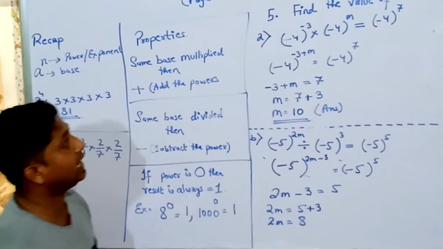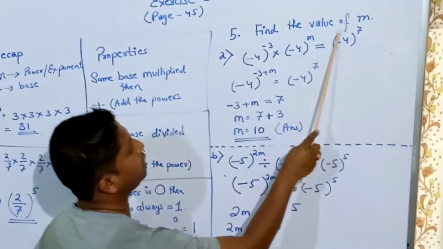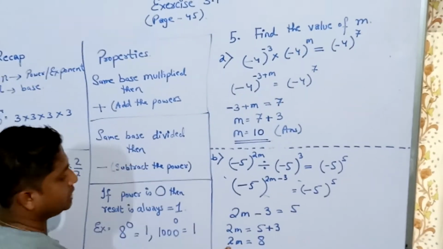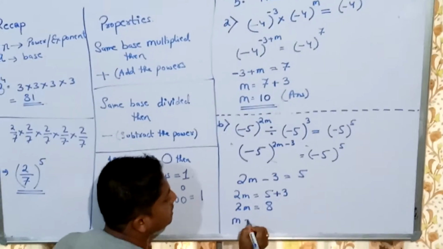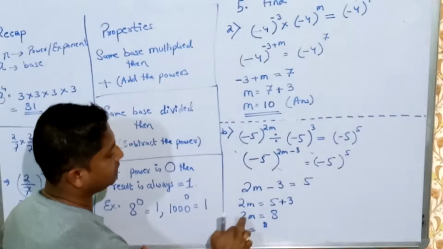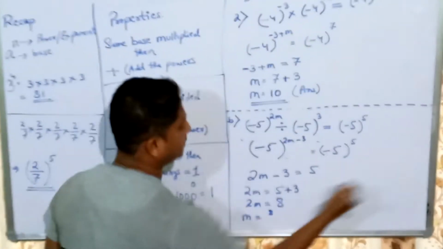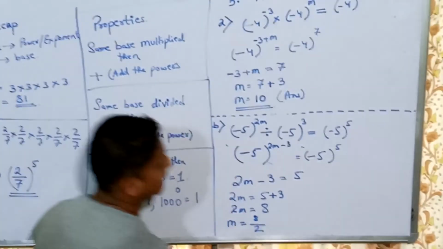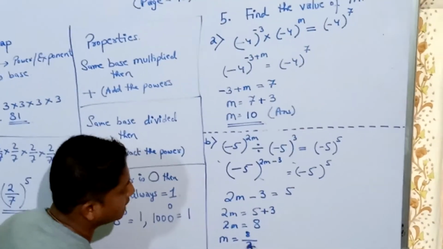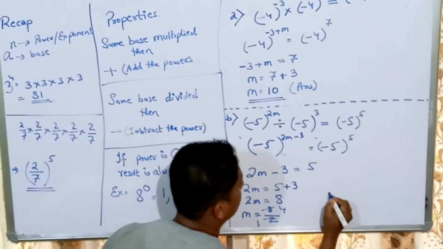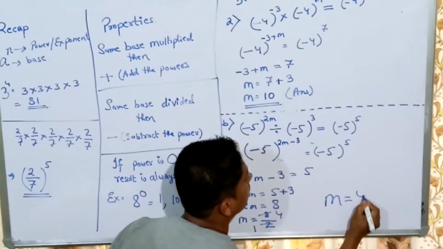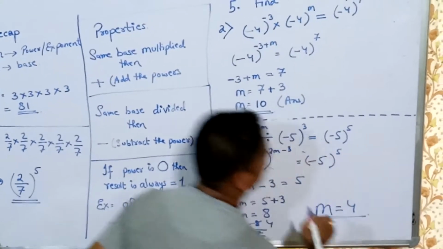However, the question has asked me to find out the value of m. So here this 2 can be sent to the other side. So m equals to 8, and since there is a multiplication sign, when it goes to the other side it becomes divided by 2. And here if you can see, 2 ones are 2, 2 fours are 8. So my answer is m equals to 4.